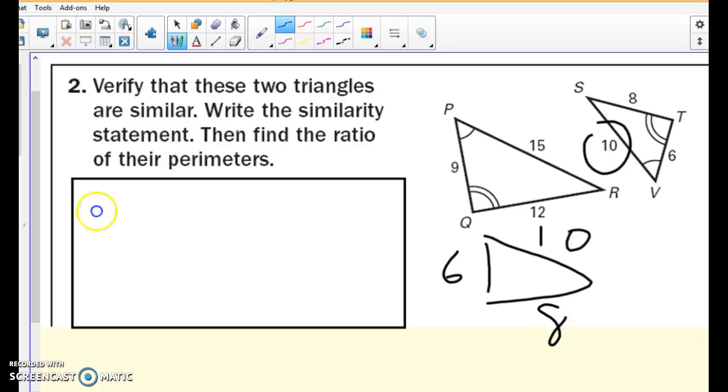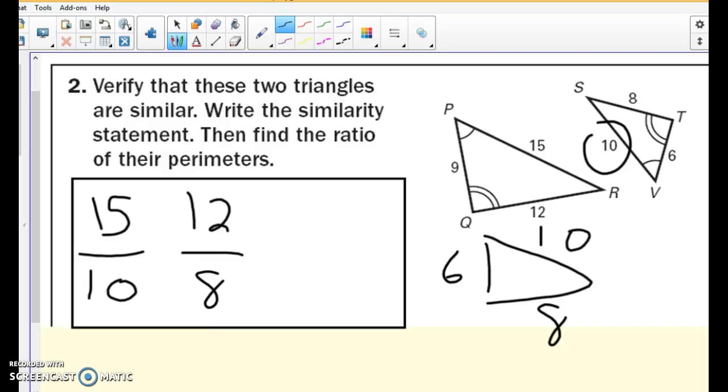Alright, so if I'm just looking at hypotenuses, 15 over 10. Now let's look at the bottom, that would be 12 over 8. And then if I look at the side, it's going to be 9 over 6. It looks like all of these are going to be proportionate because they're all going to be 3 over 2.